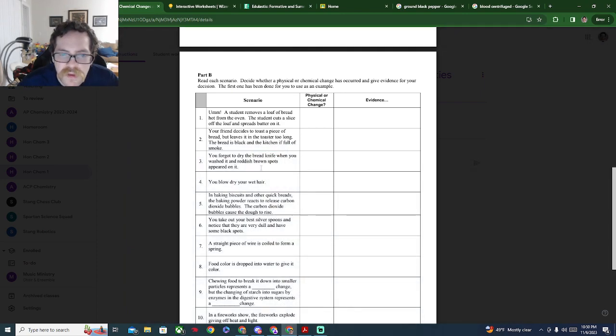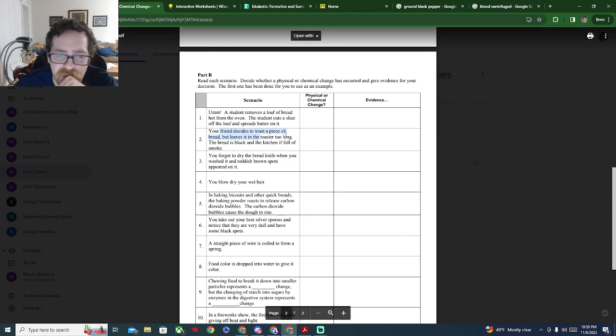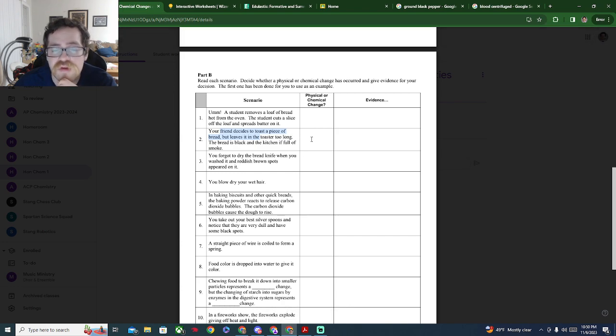Okay. All right. A student removes a loaf of bread hot from the oven. They cut a slice of the bread and spread butter on it. That is a physical change, cutting the bread. And spreading butter on something is just creating a mixture, a physical heterogeneous mixture. Your friend decides to toast a piece of bread, but leaves it in the toaster too long. This is a chemical change.